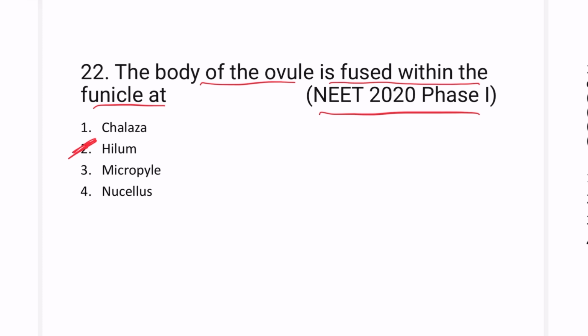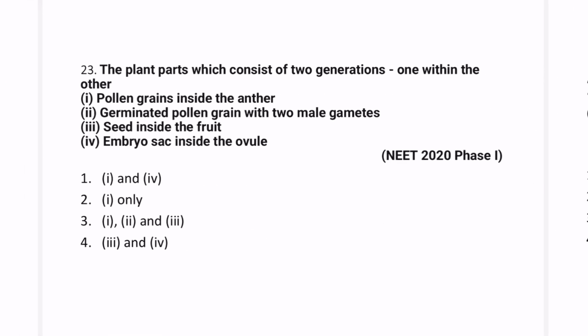The next question. This is a question from NEET 2020 phase 1. The question says, the plant parts which consist of two generations, one within the other. So which are the plant parts which consist of two generations? The pollen grains inside the anther. The pollen grains are gametophyte and the anther is a sporophyte. So this will be a correct answer.